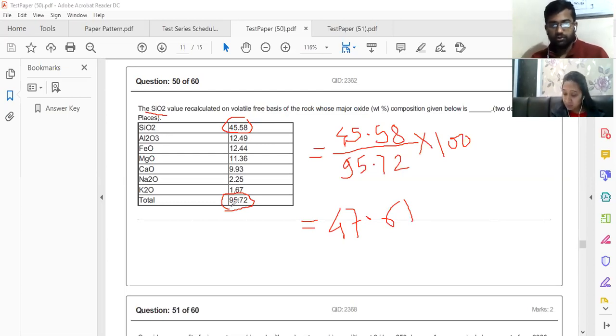Likewise, you can calculate for any compound, any oxide. You can calculate for Al2O3, FeO, MgO. To make it complicated, they can also ask for a combination: calculate the combined weight percentage of FeO and MgO. In that case, you need to add these and divide by the total like this.